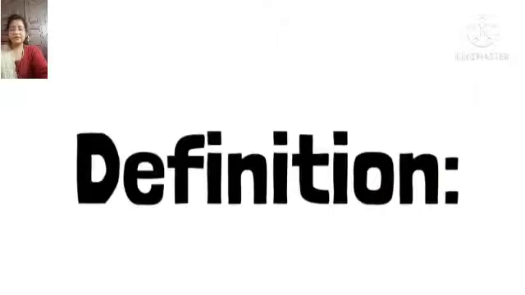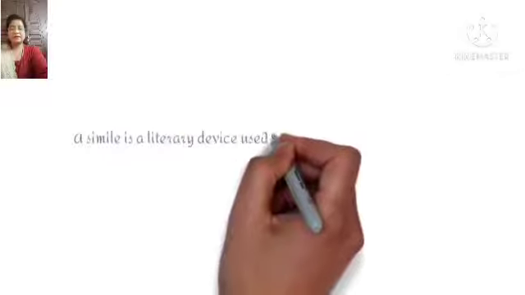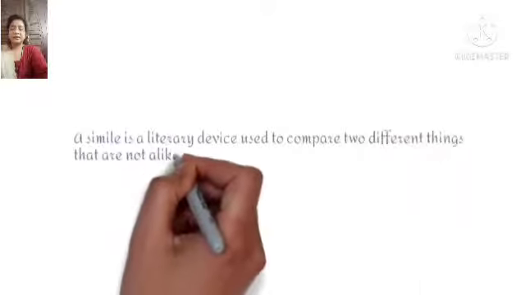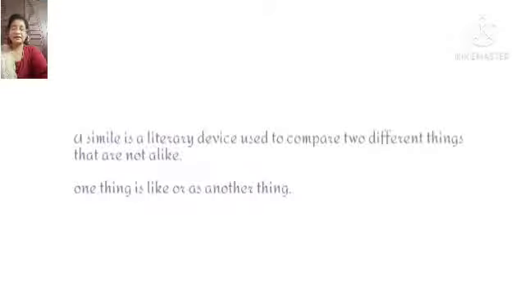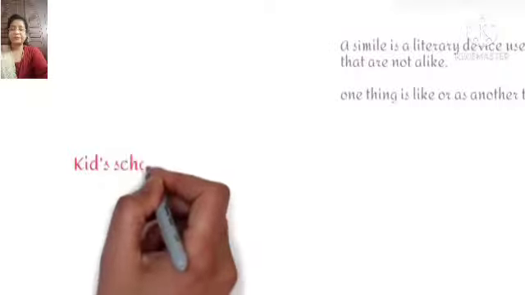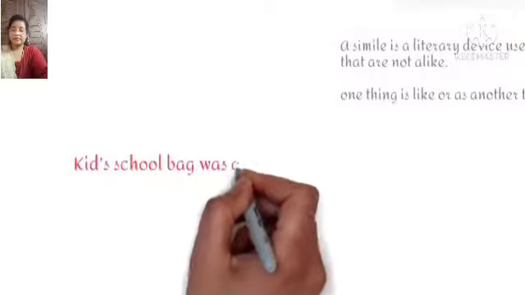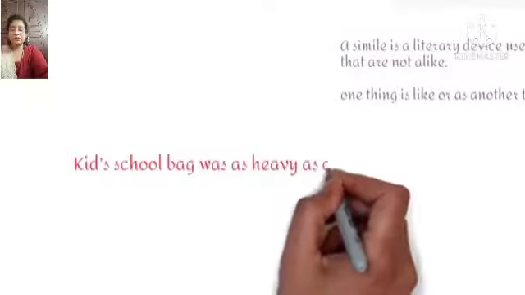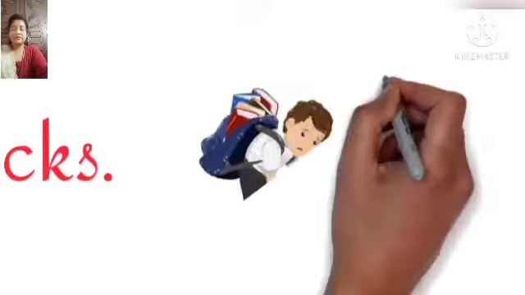What is a simile? A simile is a literary device which is used to compare two different things that are not alike. It says that one thing is like or is as another thing. The two things are of a different kind and yet are alike in some significant way. For example, if I say the kid's school bag was as heavy as a bag full of rocks, I clearly know that the comparison is on weight.